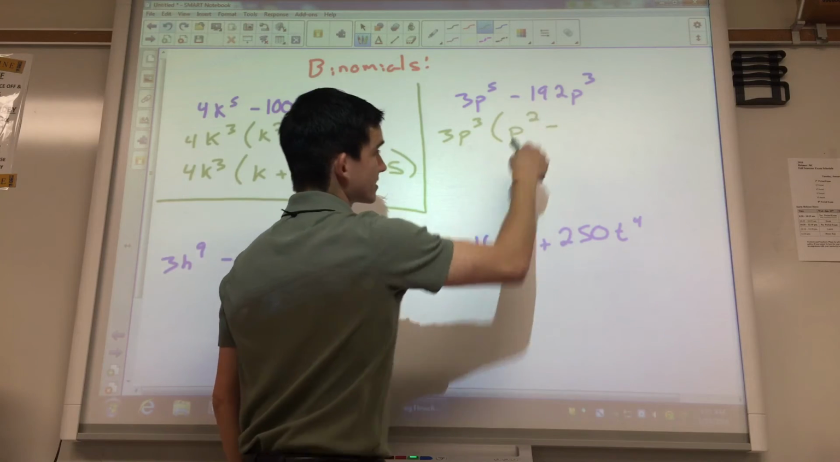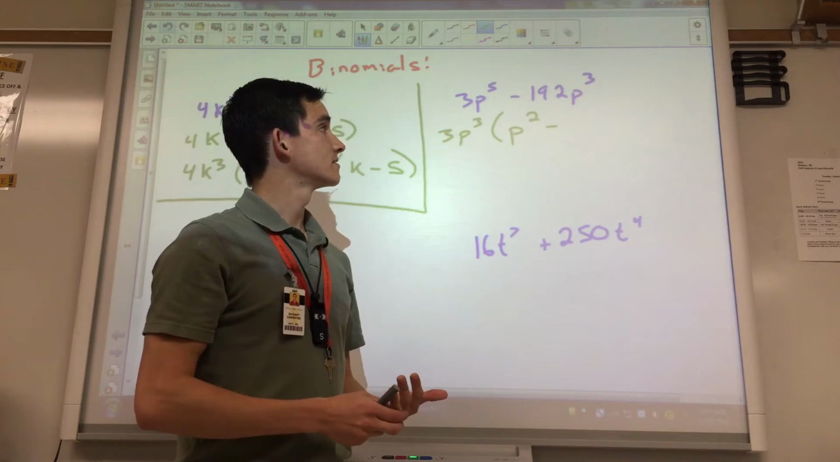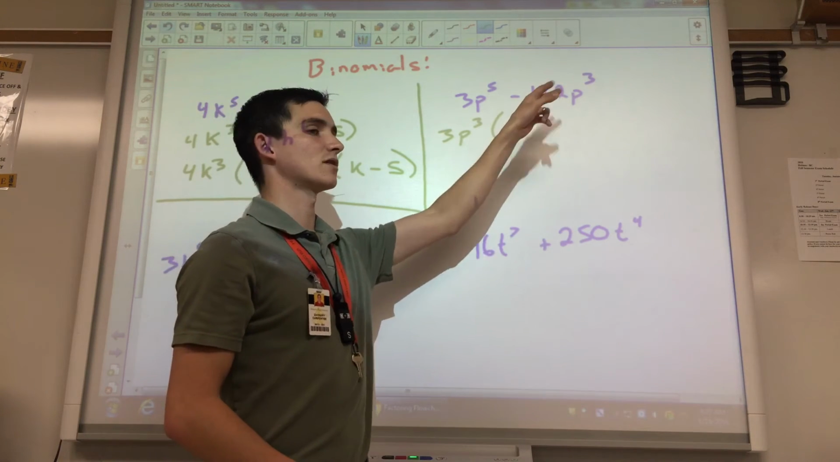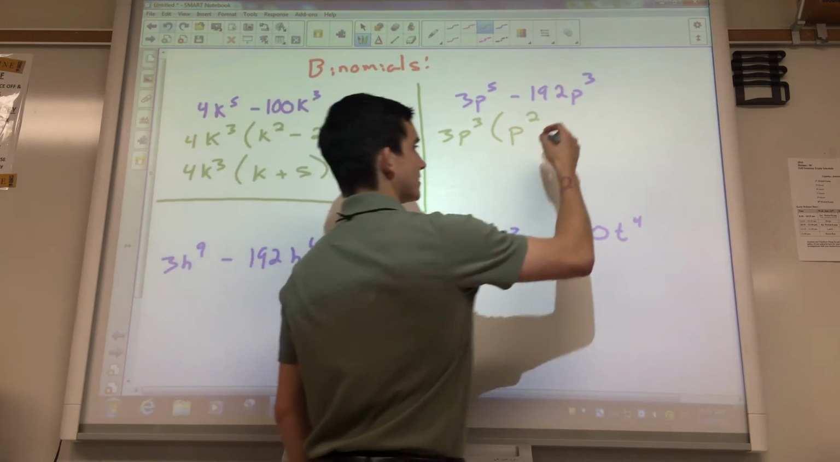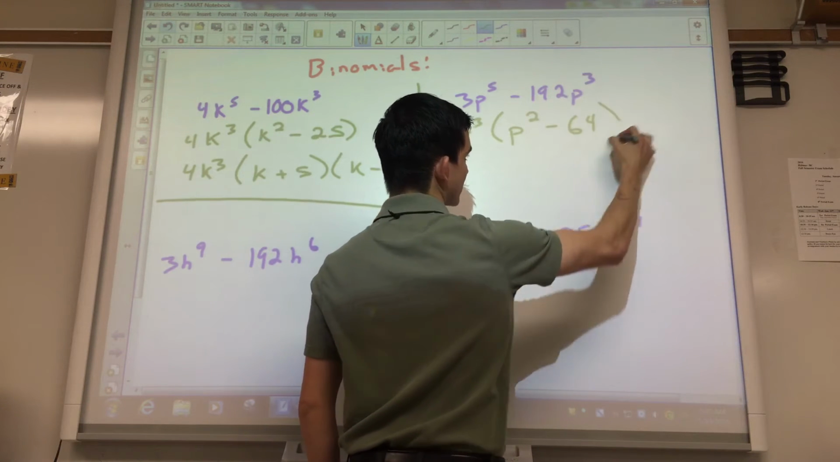Now, you guys are going to have to help me out maybe a little bit. I know 3 goes into 180 60 times, right? So how many times does it go into the remaining 12? 4 more, so 64. Yep. 64, and then I've taken out the p cubed already. So that's what's left over.